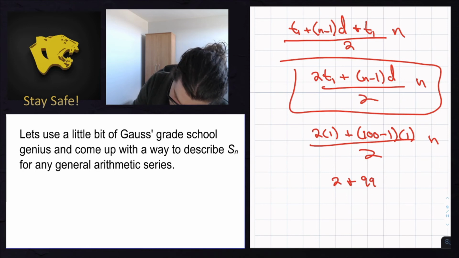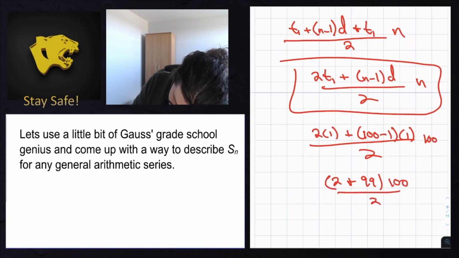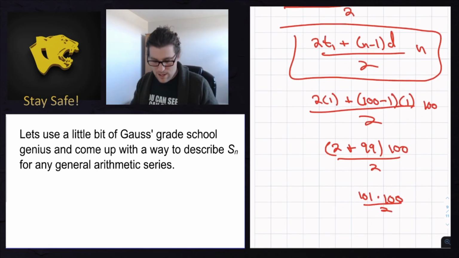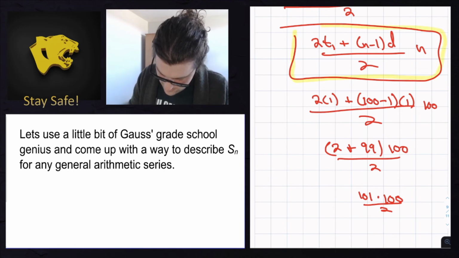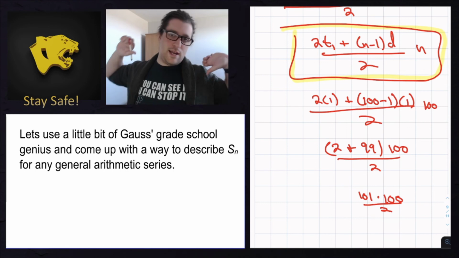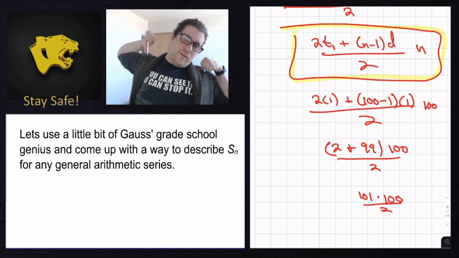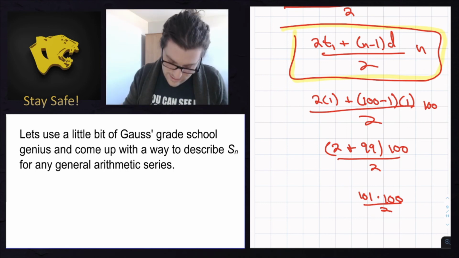And then the n is the number of terms. Sorry, that should have been 100. And so 2 plus 99 times 100 over 2 gives us our 101 times 100 divided by 2, which is exactly what we had said before. So this thing right here is a way to come up with the general sum for any arithmetic series.